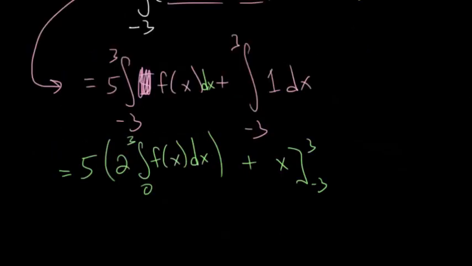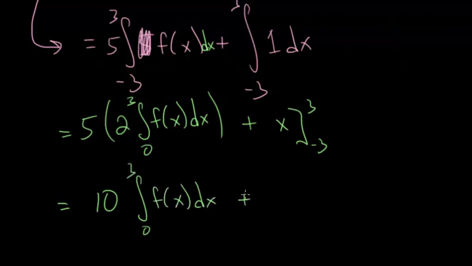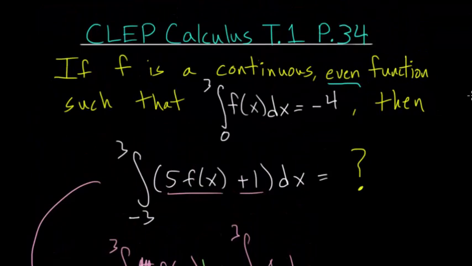So simplifying everything, we have 10 times this integral from 0 to 3 of f of x dx. And then this integral has been evaluated. We'll just plug in the 3 first and then subtract off this lower bound where -3 is plugged in. And what we can notice about this integral here is that we were told what it's equal to in the problem. So that integral from 0 to 3 of f of x dx is just -4.